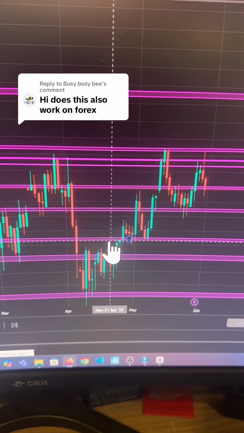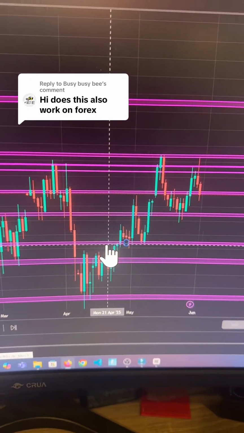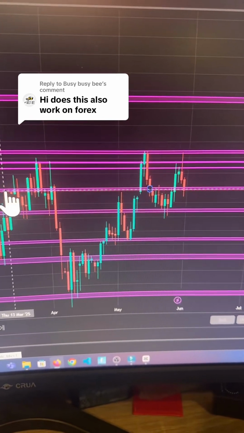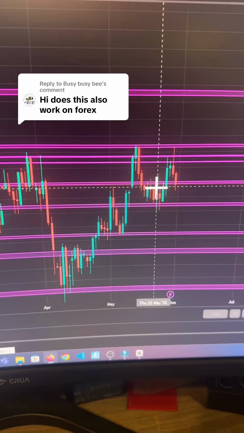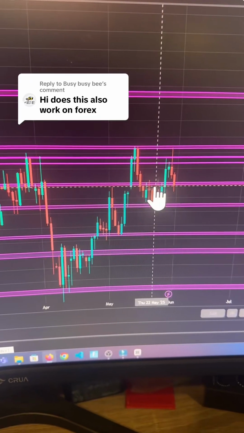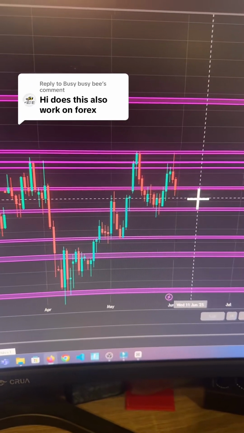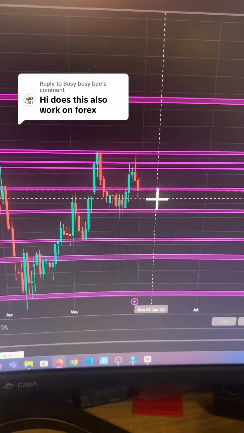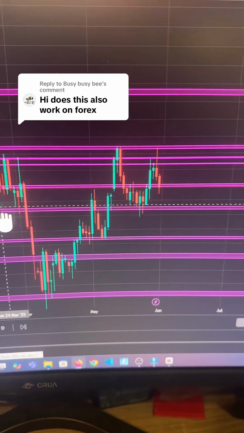So full transparency, I have not traded forex in years. I started with forex, so I do have an understanding of it. I think the course would be great as far as the psychology and what goes into trading. I could make a section on forex if you guys would be interested, but let's see how these zones look.